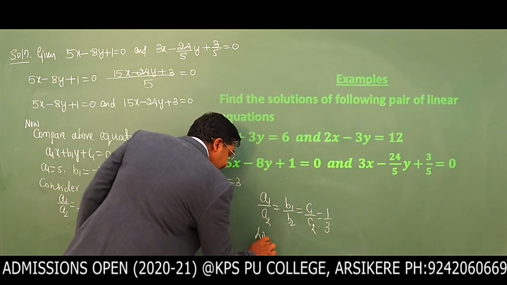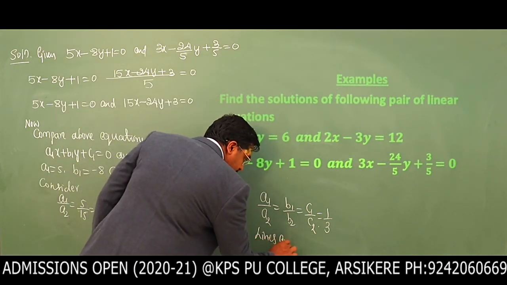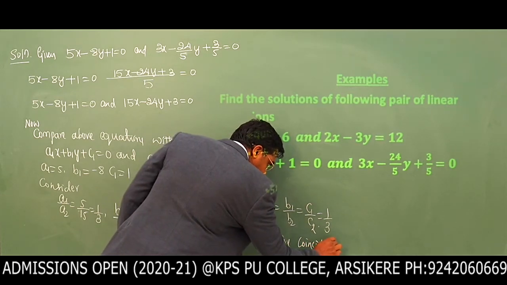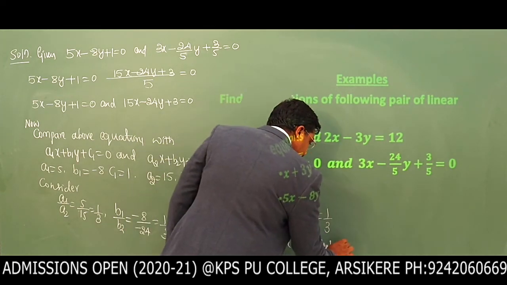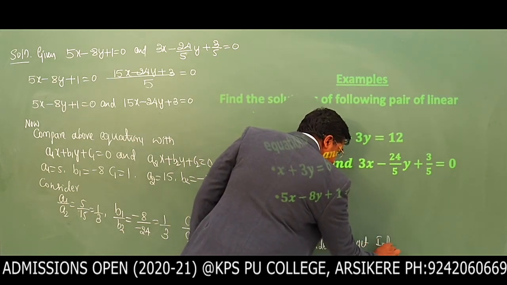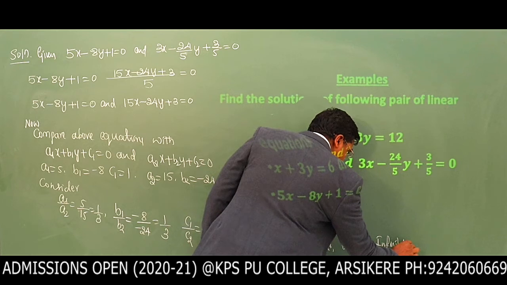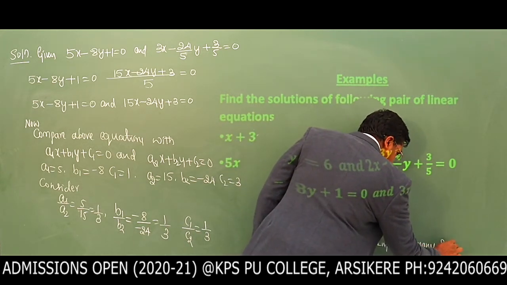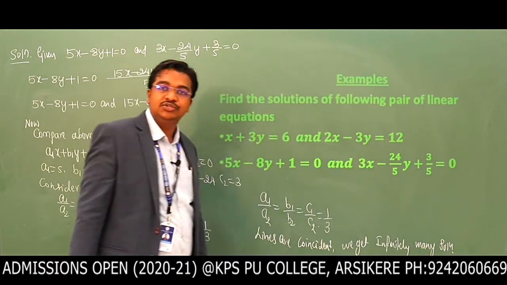Lines are coincident, we get infinitely many solutions. Infinitely many solutions. This is the case.